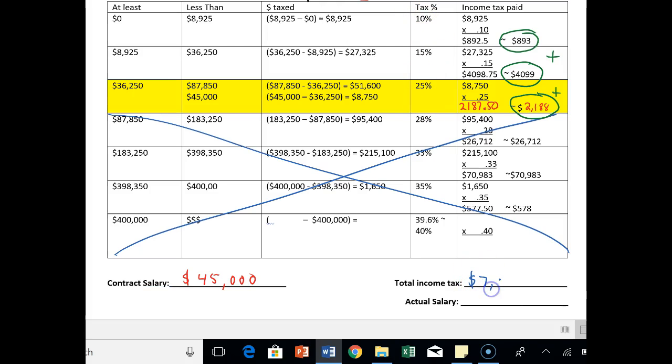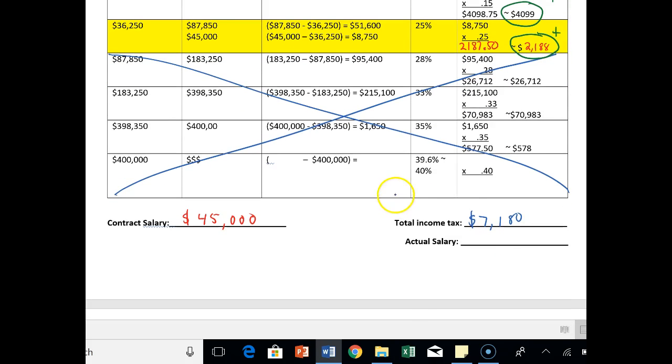So that's $7,180. Now to figure out my actual take-home salary, the money that I actually get to keep, basically all you're going to do is subtract $45,000 minus the $7,180. So my actual take-home salary is $37,820 after taxes. That's my take-home.